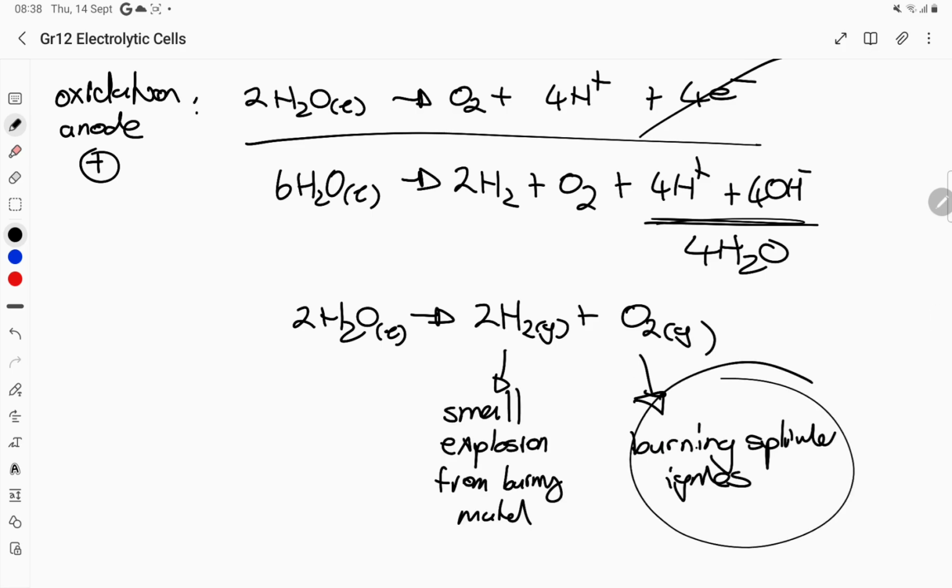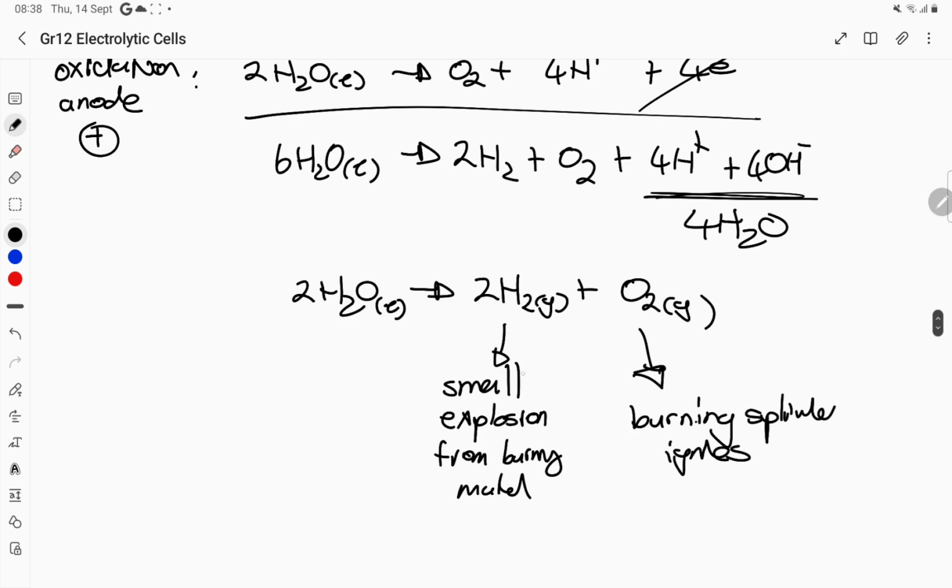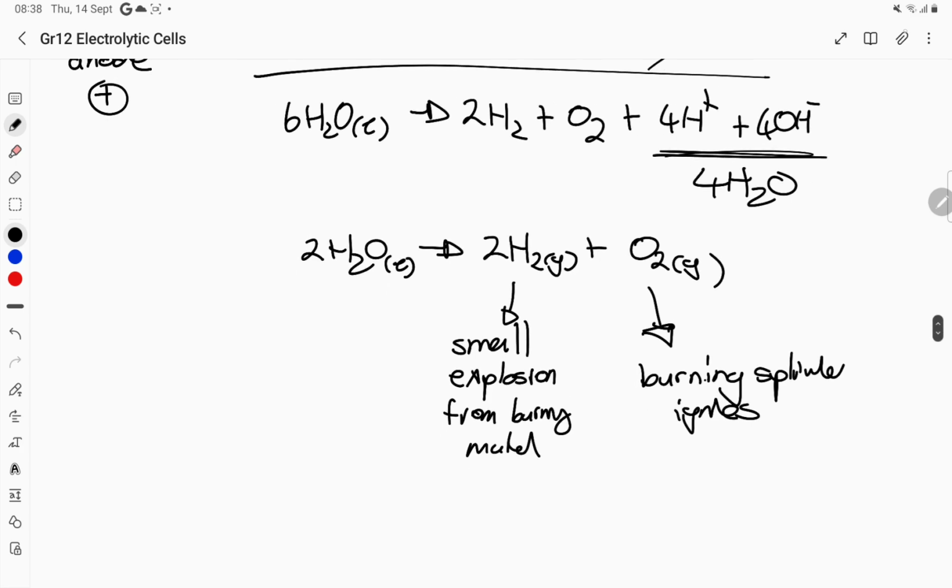So to test for oxygen, it's a burning splinter and it will ignite if you put it by the mouth of the test tube. And for hydrogen gas, a small pop or explosion will be heard from a burning match. That's how you test for those two. And remember, the positive test for carbon dioxide is by bubbling it through clear lime water and it turns milky. Those are the three gases we usually test for.